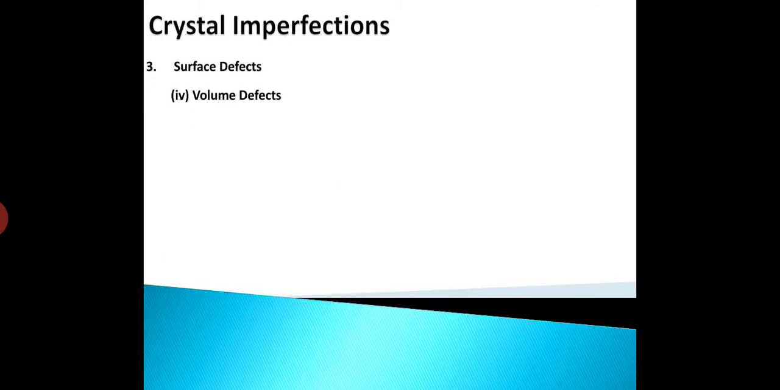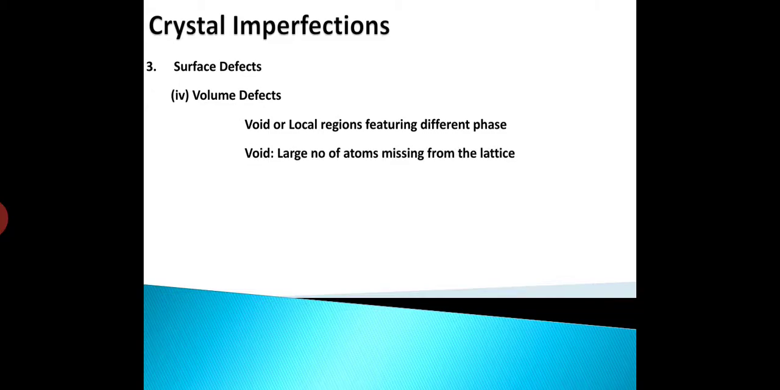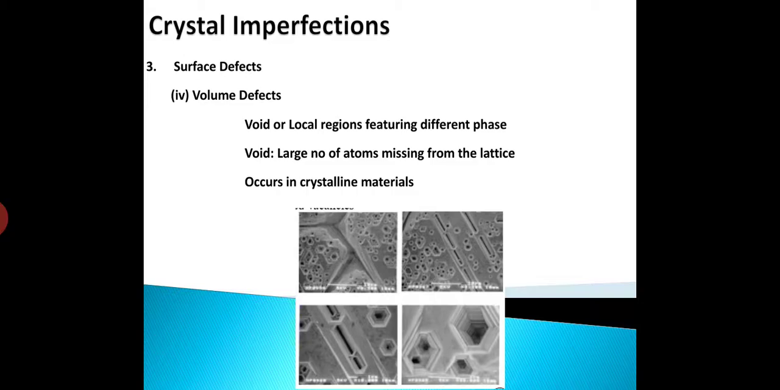The next surface defect is a volume defect, where it occurs when wide or local regions are obtained in different phases. Also, a wide or neck region is obtained when a number of atoms are missing from the lattice. It mainly occurs in crystalline materials. So these are some microscopic images which show the volume defect due to the wide or neck portions.